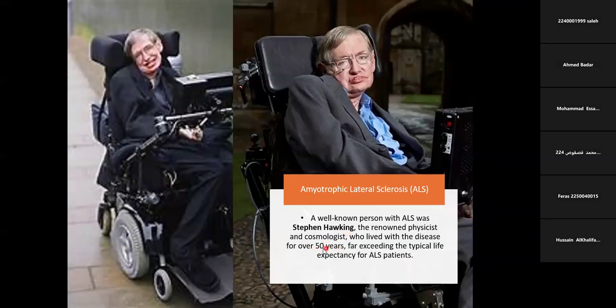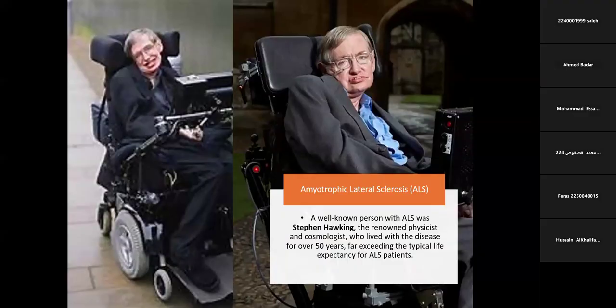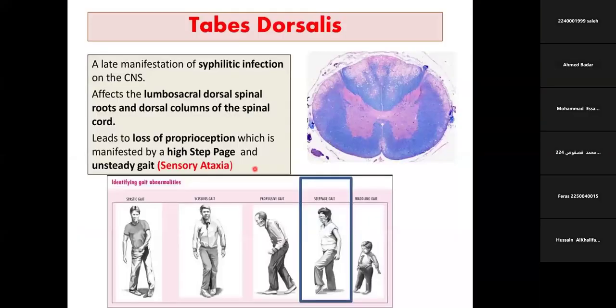Normally, people do not live for 50 years. He lived with this disease for 50 years. Yani he got it at the age of 20 and he died at the age of 70 plus. So my dears, the disease name is amyotrophic lateral sclerosis. The question asked in the MCQ is generally about pathophysiology. Degeneration of motor neurons in the brain and spinal cord, resulting in muscle wasting and loss of voluntary movement. I'll put all these in small question forms in the tutorial and you will be happy with it.